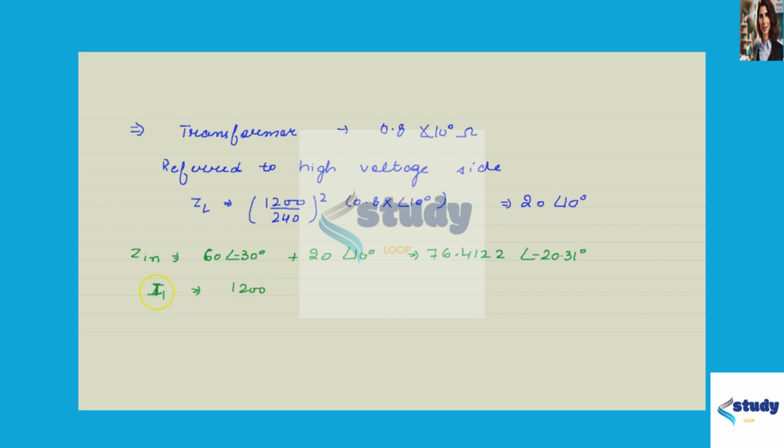The value of the input current can be written as 1200 divided by Z input, which is 1200 divided by 76.4122∠20.31°. The value of this can be written as 15.7∠-20.31° ampere. This is the value for I1.